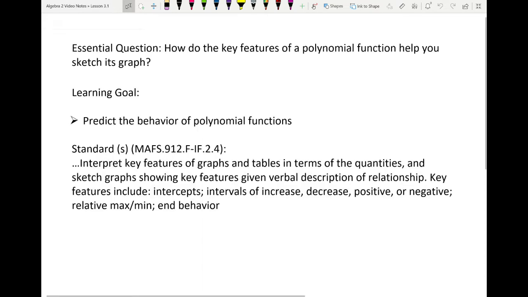So our essential question: how do the key features of a polynomial function help you sketch its graph? The learning goal is to be able to predict the behavior of polynomial functions based on these key features, and the standard is to be able to interpret key features and sketch graphs showing key features given a verbal description. Some of the key features include intercepts and end behavior and so on.